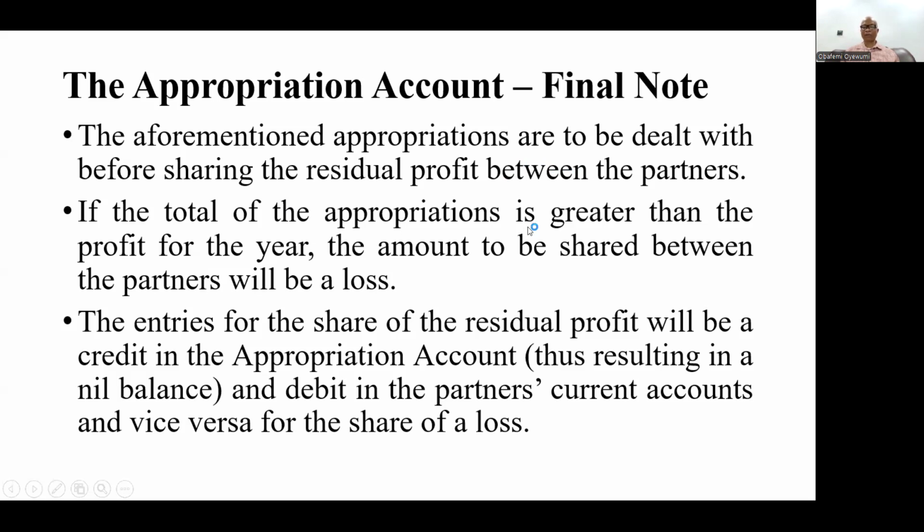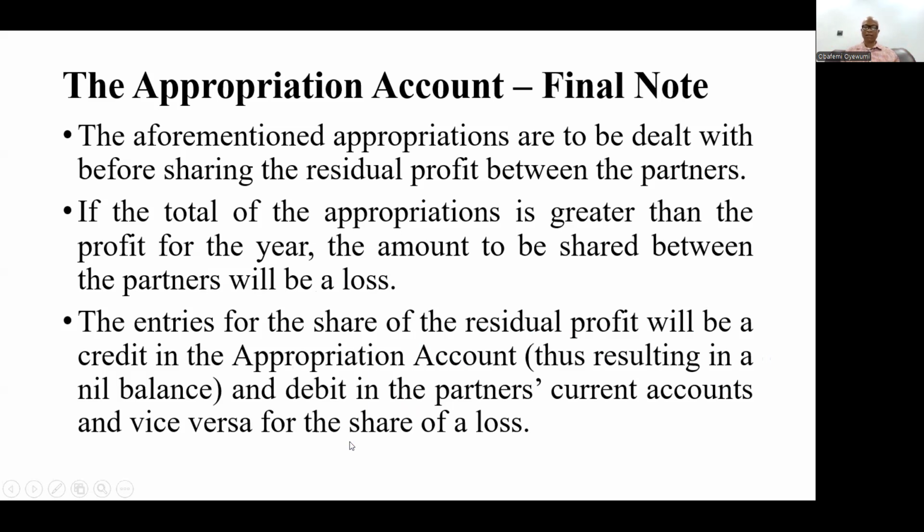If the total of the appropriation is greater than the profit for the year, of course, we know what it means. It means that the amount to be shared will be a loss. They're sharing a loss, because that means that you don't have anything to share, basically. Otherwise, as a matter of fact, you are sharing a loss. Okay, so the entries for the share of the residual profit will be a credit to the appropriation account, thus resulting in a nil balance, and the debit in the partner's current account, and vice versa, as the case may be.